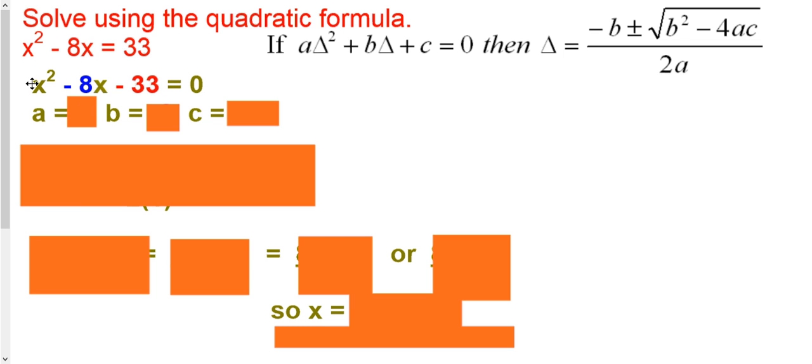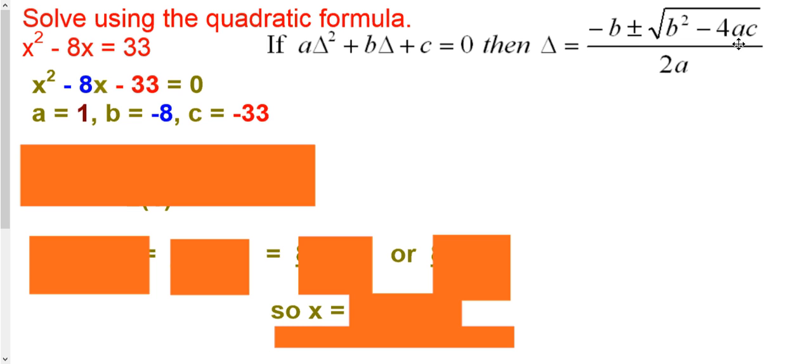A is what's in front of your squared term. There's nothing written, so it's assumed to be just a 1 times that. B is what's in front of your term to the first power. We have x to the first power. What's in front is our negative 8. And then c is the one that has no variables, so that's negative 33.